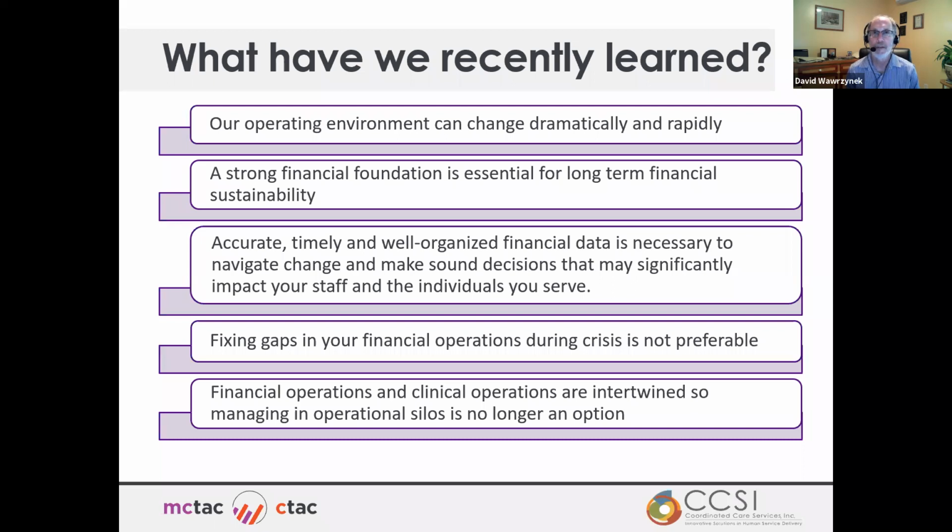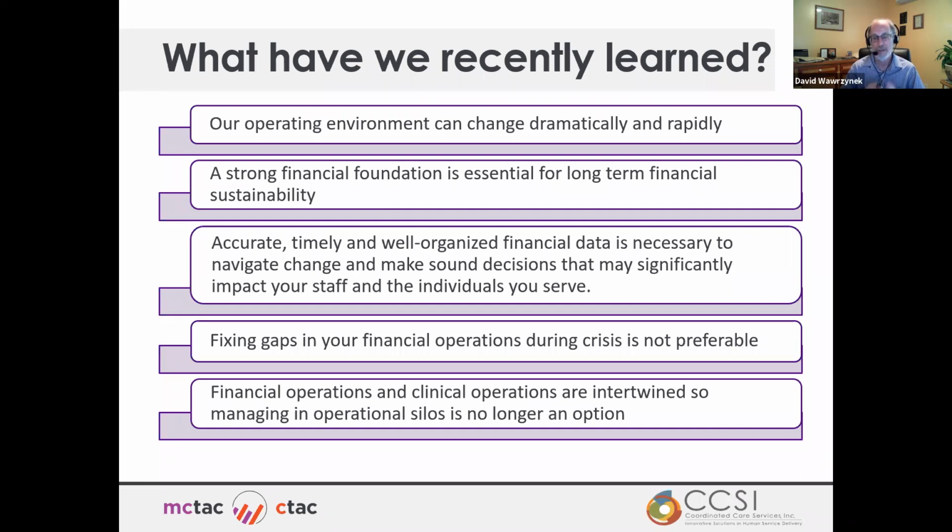But when you're in an environment of change, particularly in an environment of uncertainty, a strong financial foundation is essential for long-term financial stability. Accurate, timely, and well-organized financial data is just necessary to navigate change and to make sound decisions. Right now, we're managing in uncertainty. What is the trajectory of services going forward? How much telehealth are we going to be using? What are the reactions of our clients going to be? How quickly are we going to come out of that?